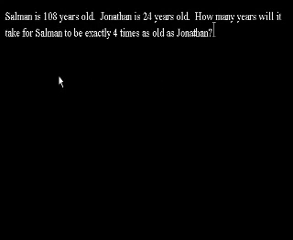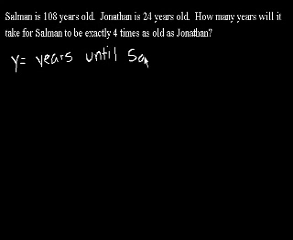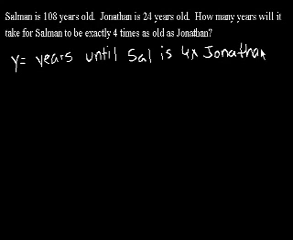Well, let's figure this one out. What we're trying to solve for is how many years will it take. So let's use the variable y for years. So y equals years until, let's just say Sal for short, Sal is 4 times Jonathan's age. Okay. Well, if today Salman, it's hard to speak in the third person.